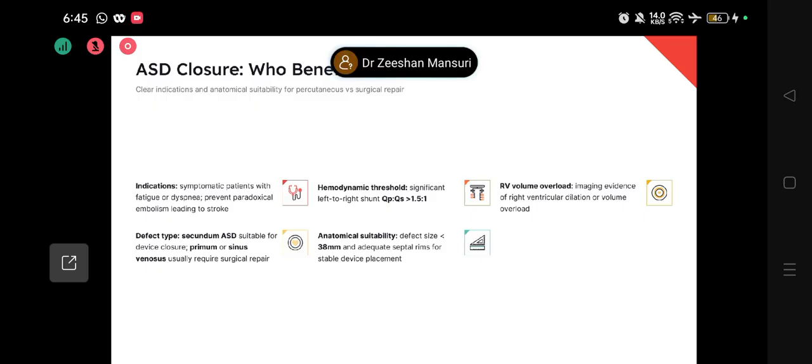You have to prepare on a transesophageal echo. I personally recommend that whenever you do an ASD device closure, you should always do a transesophageal echo despite the defect being tiny, like 18 millimeter or 20 millimeter of ASD, that looks very tiny on the transthoracic echocardiography. I recommend that you must always do transesophageal echocardiography before you do device closure.